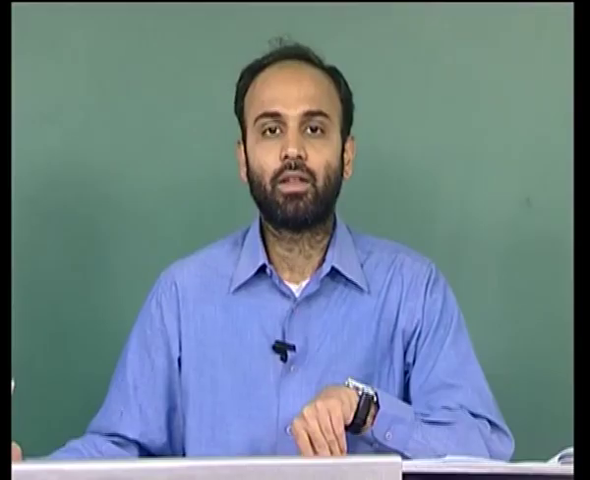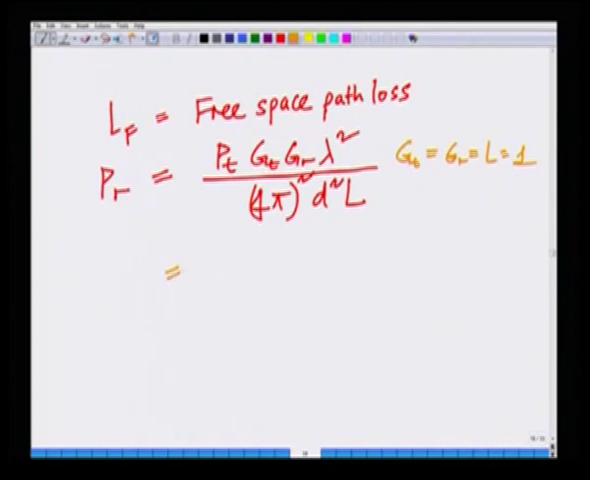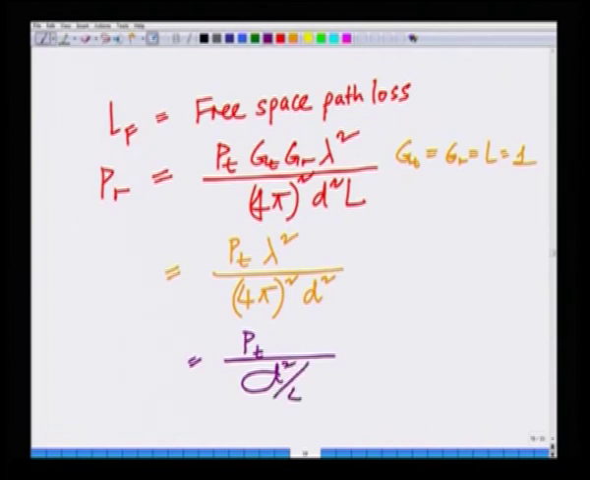that is, I am considering normal antennas where the gain factors are 1 and there is no system loss factor, in which case this becomes equal to Pt lambda square by 4 pi square d square, which essentially can be written as Pt divided by d square divided by 4 pi whole square lambda square, and this factor d square divided by 4 pi square lambda square is nothing but the free space path loss.